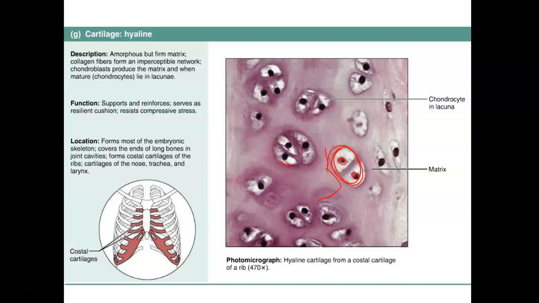Hyaline cartilage is found in the costal cartilage of the rib cage. It's found in the articular cartilage on the ends of long bones, so in the joint cavities, that's where we see it. We see it in the nose. We see it making up the rings in the trachea. We also see hyaline cartilage in the larynx. But you need to be able to identify it.